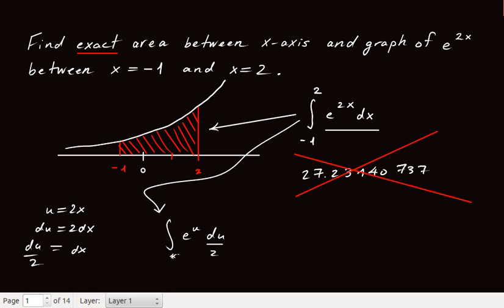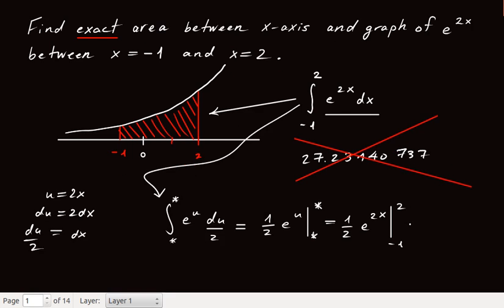And if you want to, you can leave these blank, or you could figure out what the new limits of integration are. I'll leave them blank. An antiderivative for this will be 1/2 e to the u, and then I want to plug in the blank. But now I can substitute back in for u. u is equal to 2x, so this is the same as 1/2 e to the 2x. Now I'm in the x variable. I can use my original limits of integration. I use -1 and 2.